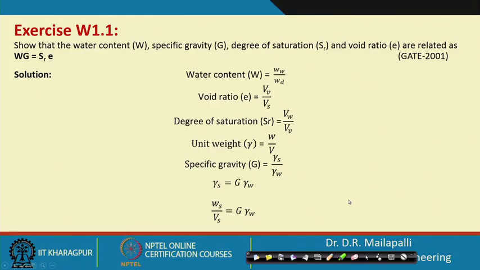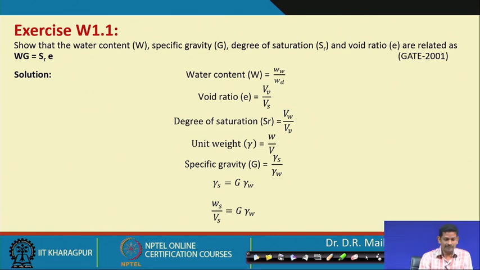So, exercise 1, this is a kind of derivation. Let us show that the water content, that is W, specific gravity, that is G, degree of saturation, that is S R, and void ratio, that is E, are related as W G is equal to S R into E. So, this is the question. We have to show that W G is equal to S R into E.